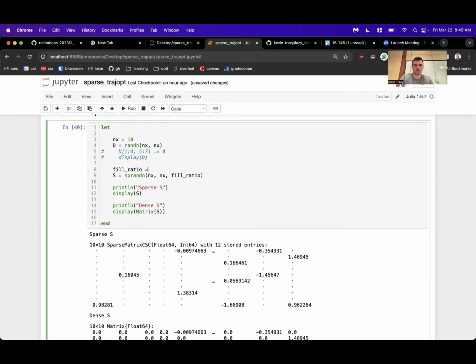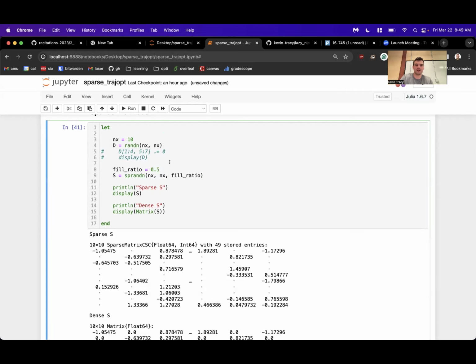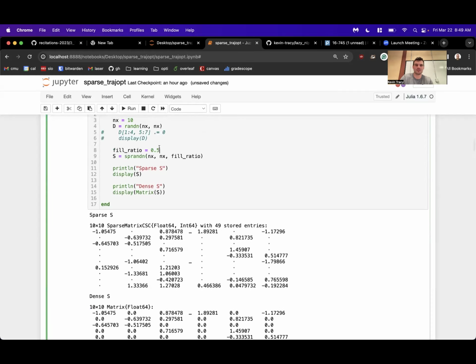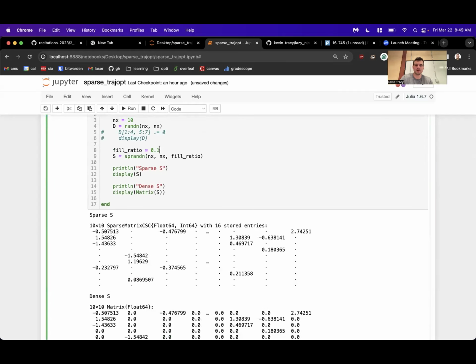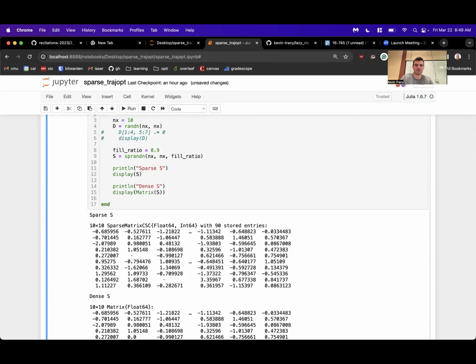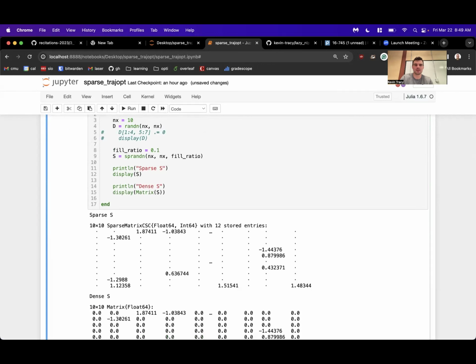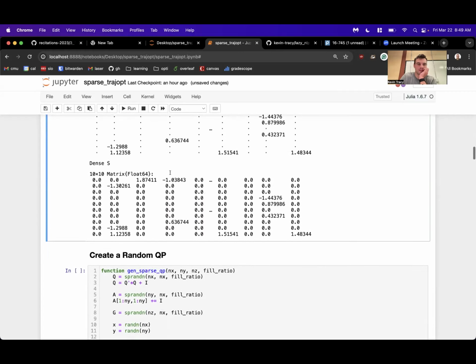So fill ratio equals, so here I'll do 0.5, way more values, 0.1, fewer, 0.9, a bunch. So this is what the fill ratio means.